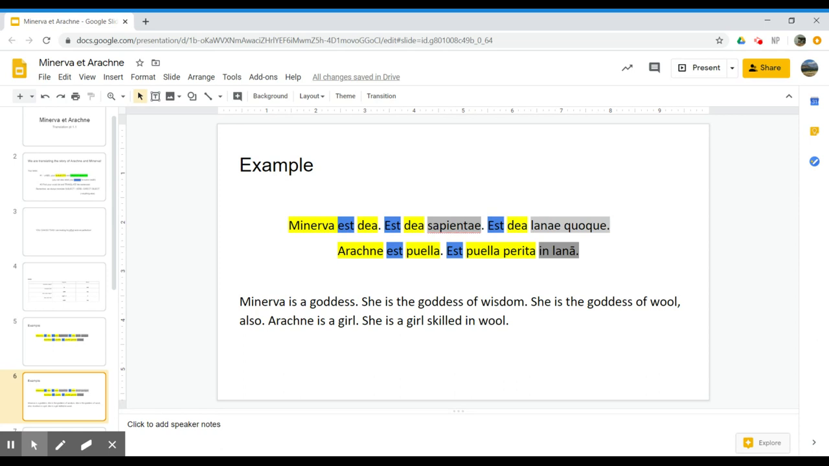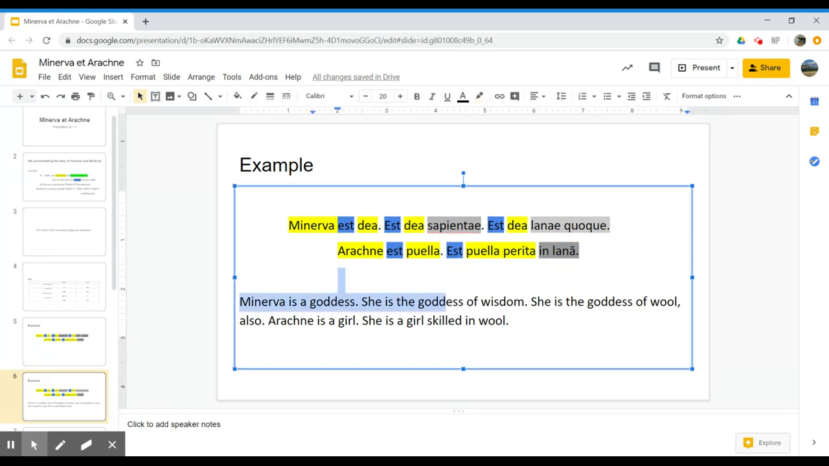All right, Arachne est puella. Arachne is a girl. And you can see again, I added that English word a, because just to say Arachne is girl doesn't sound so good. It sounds like what a caveman would say. So I'm going to say Arachne is a girl.